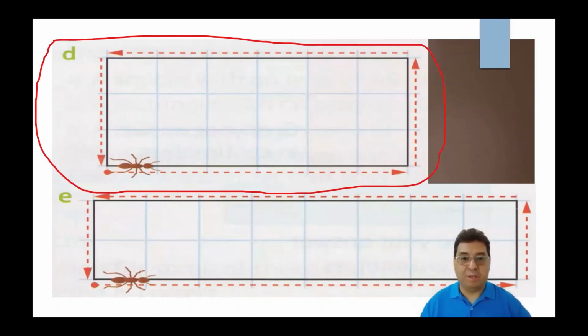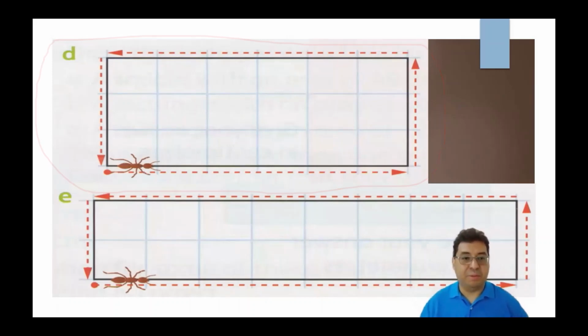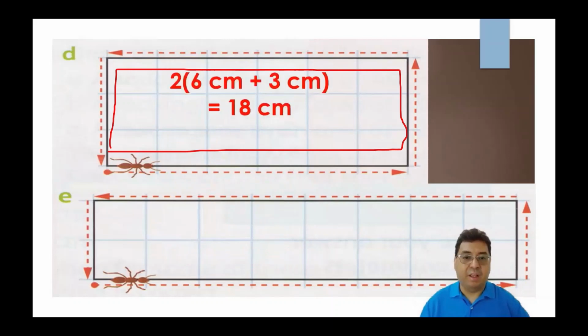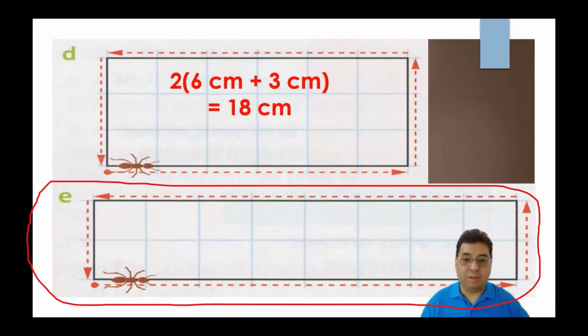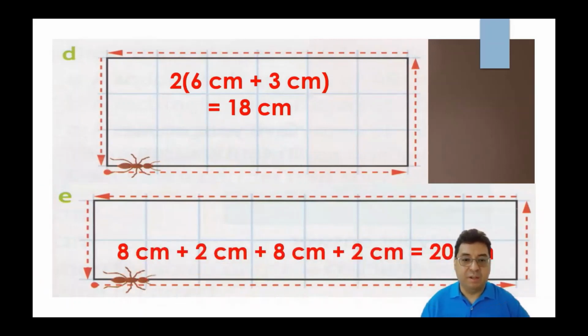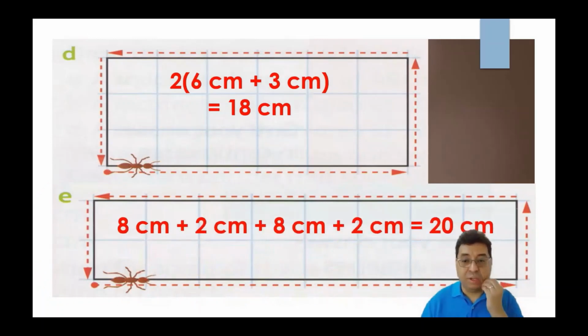For letter D, we're going to do the same thing here, find the perimeter of this shape, and I get 2 times 6 centimeters plus 3 centimeters is 18 centimeters, okay? And for the next one, we're just going to walk around this rectangle here, and then we're going to do it the traditional way, which is just adding 8 centimeters plus 2 centimeters plus 8 centimeters plus 2 centimeters, which is 20 centimeters, okay? So I'm just showing you a couple of ways to get the perimeter here to solve, all right?